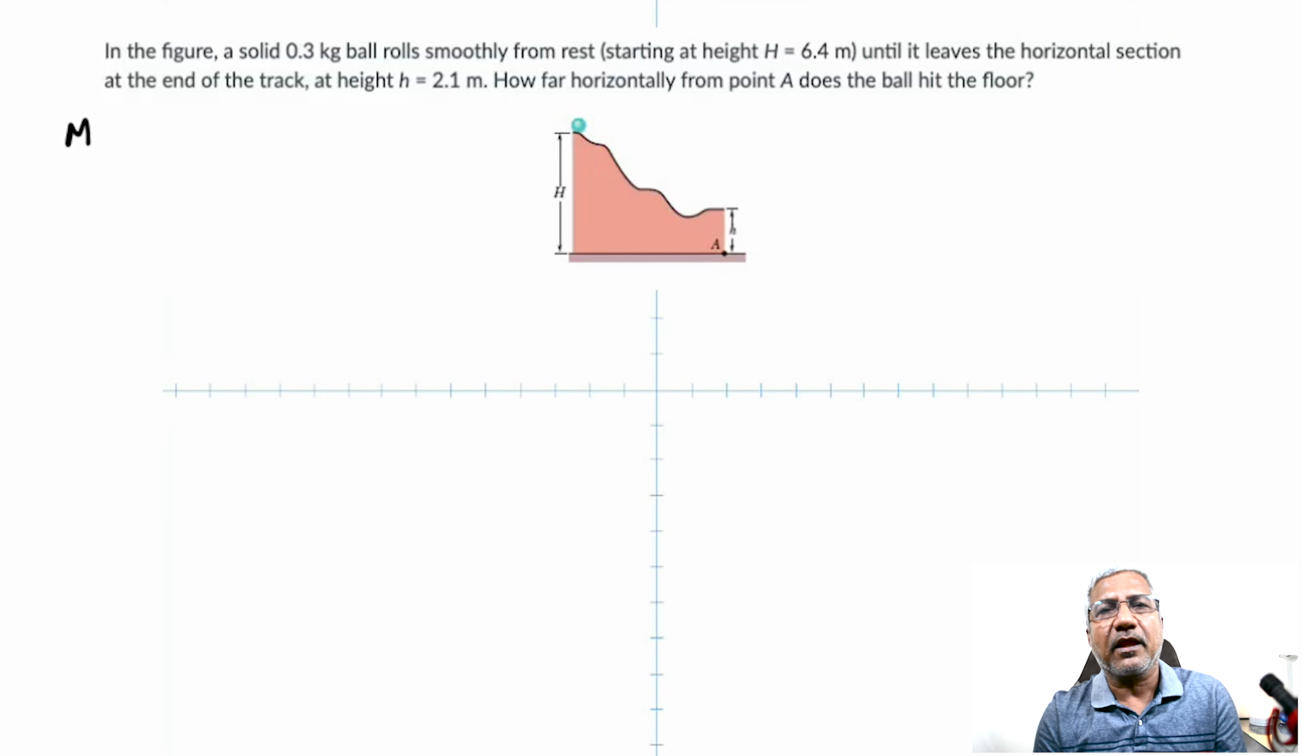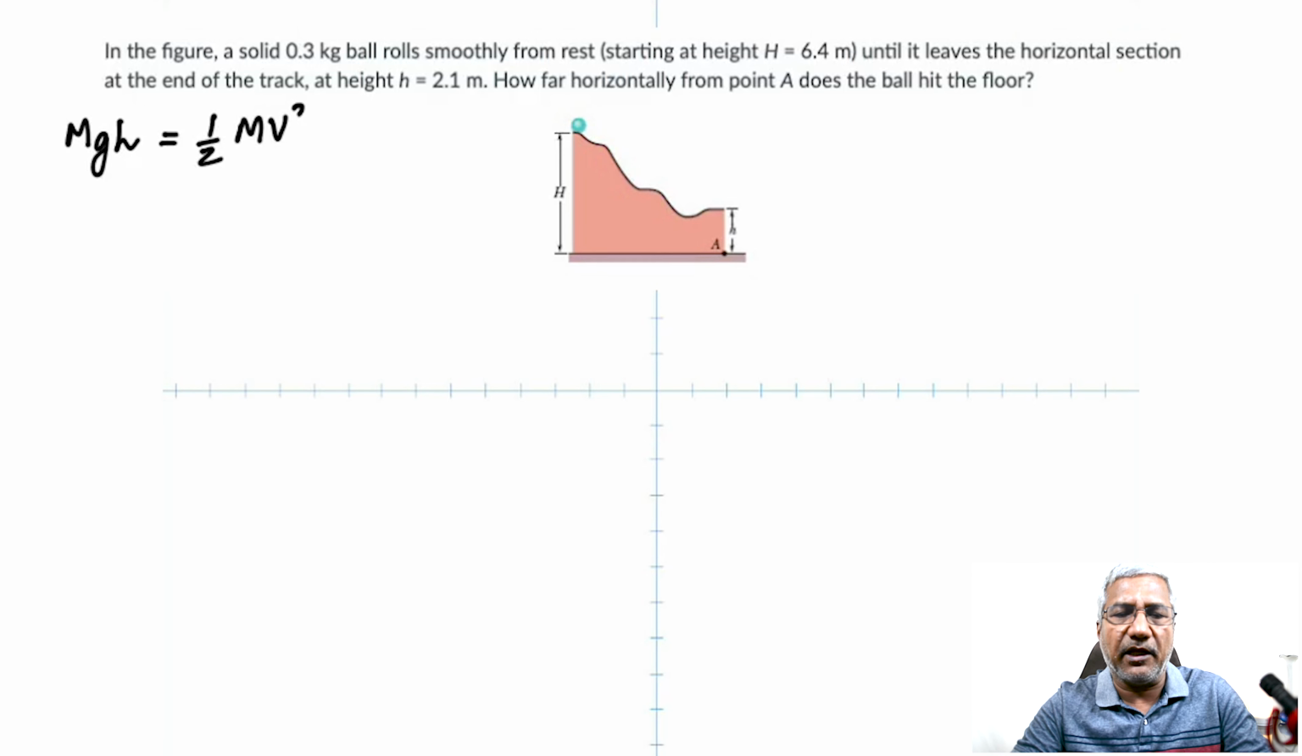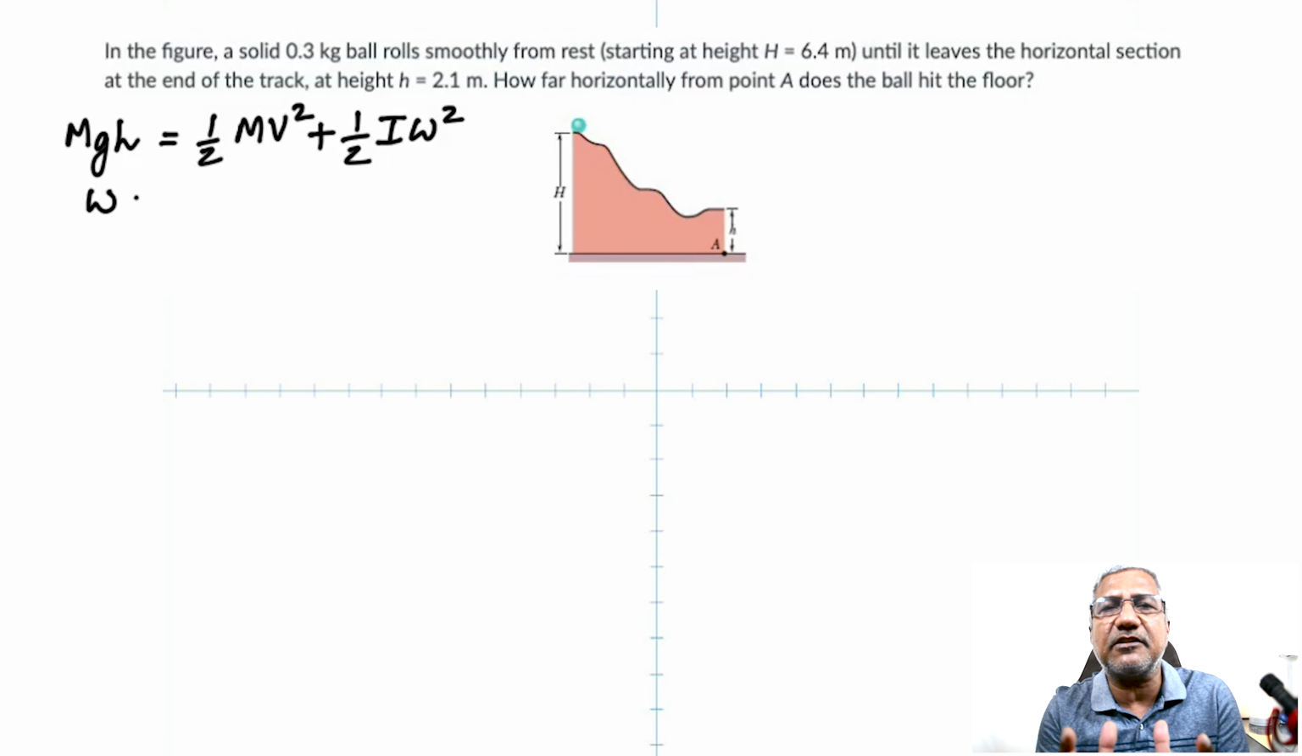So let's apply the first one, the law of conservation of energy, which says mgh. I should have used mg times capital H. Okay, mg times capital H, because that's H there, is 1/2 times mass times velocity squared plus 1/2 I omega squared. Do remember it has both kinds of kinetic energy. It's rolling, isn't it? So it has rotational and linear kinetic energies.